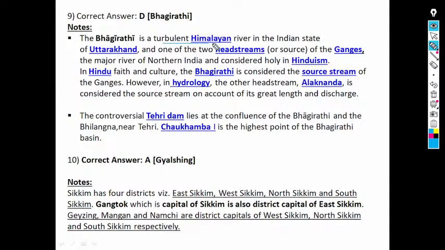The Bhagirathi is a turbulent Himalayan river in the Indian state of Uttarakhand and one of the two head streams of the Ganges, the major river of northern India, considered holy in Hinduism. In Hindu faith and culture, the Bhagirathi is considered the source stream of the Ganges. However, in hydrology, the other head stream, Alkananda, is considered the source stream on account of its great length and discharge.